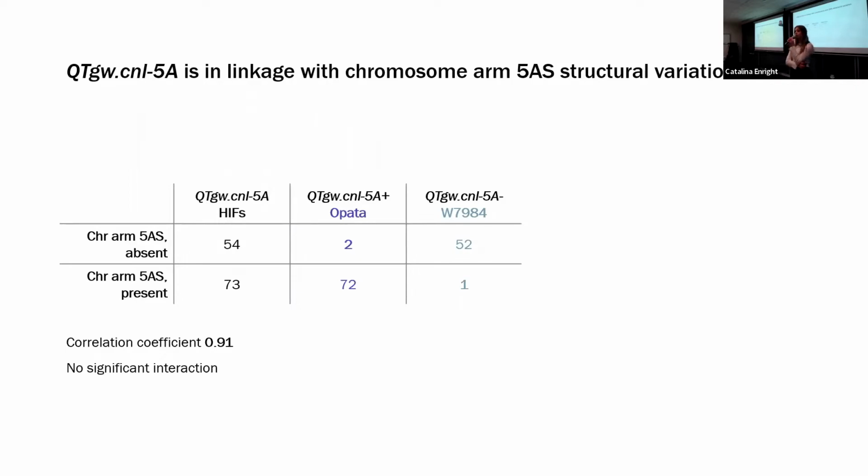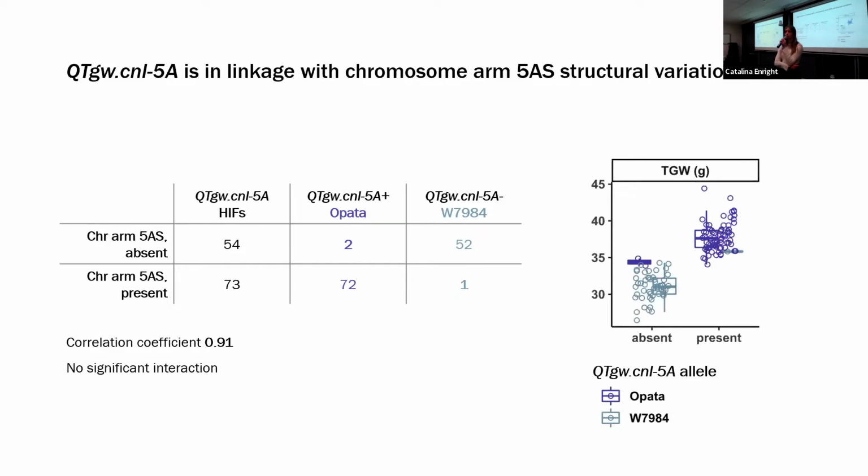But when we subset our population based on which allele was present at the QTL, we saw a really skewed distribution. The presence of the short arm was in tight linkage with the OPATA allele at the QTL, and the absence of the short arm was in really tight linkage with the W7984 allele at the QTL. We can also look at this from the phenotypic distribution perspective.